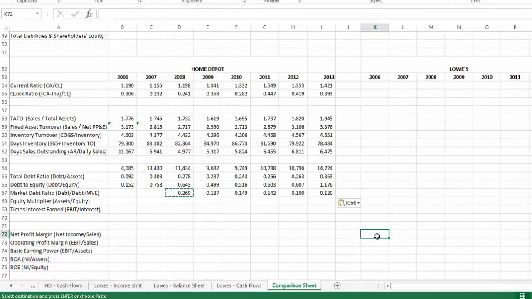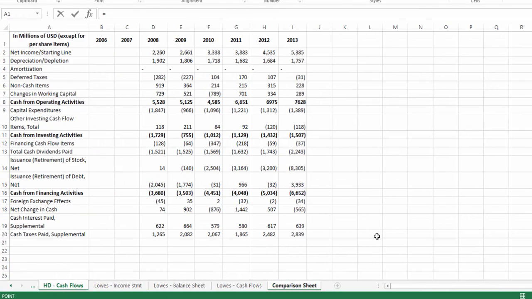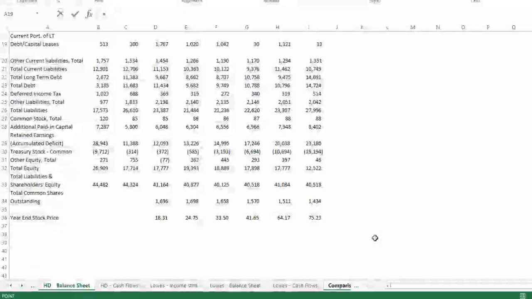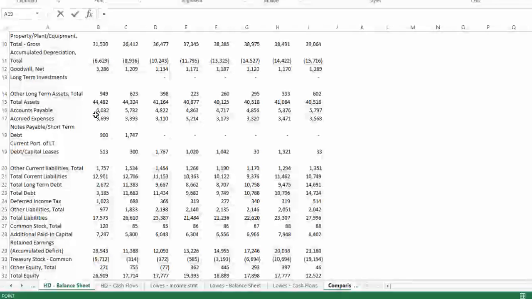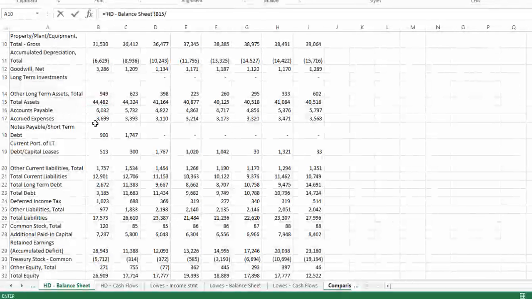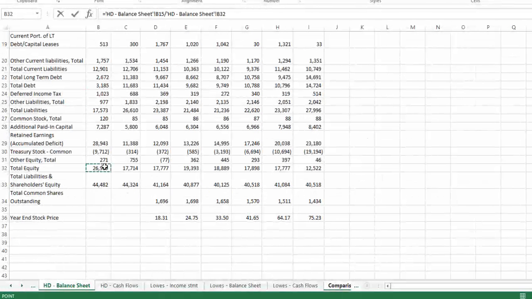Regardless, let's keep moving and get a holistic picture of what's going on with the debt of the firm. With the equity multiplier, we're going to take a look at the total assets divided by equity. Those are both balance sheet numbers, so I'm going to go to the balance sheet for Home Depot, and I'm going to get the total assets number, which is here. Divide that by the total equity number, which is here.